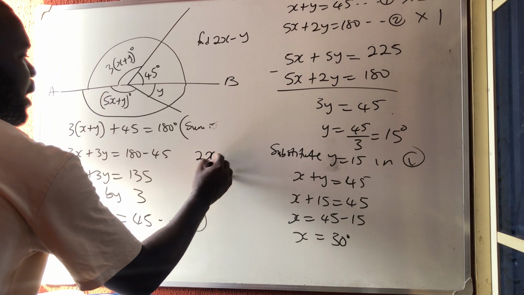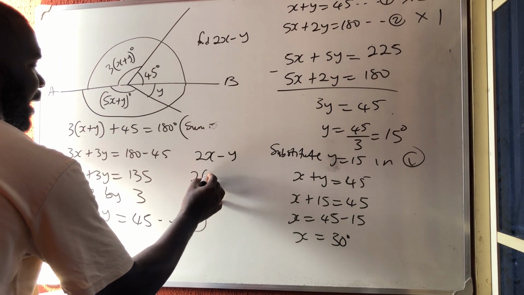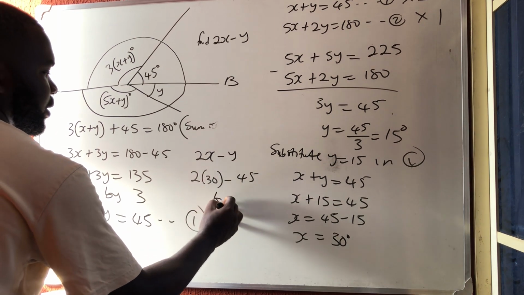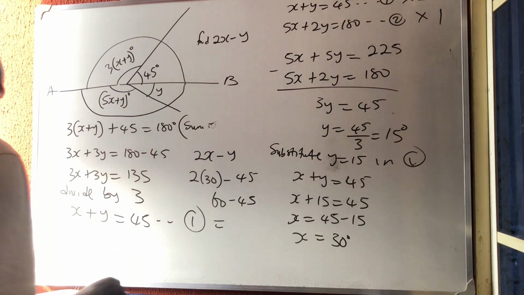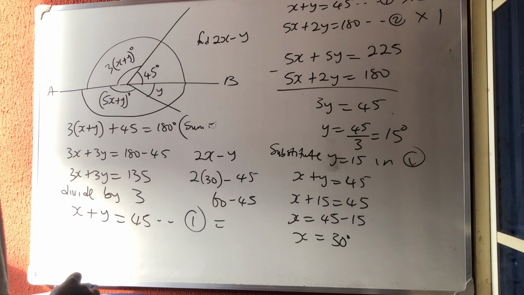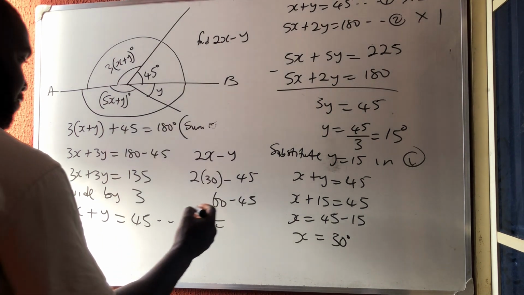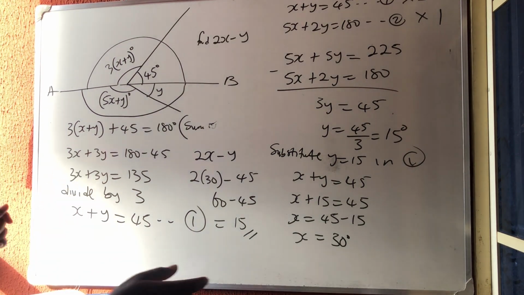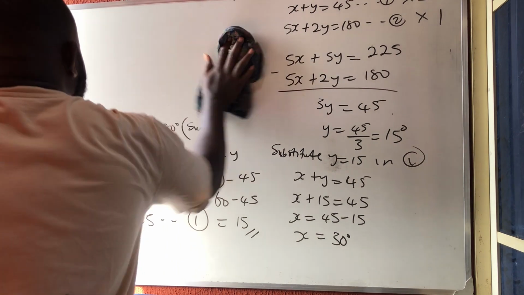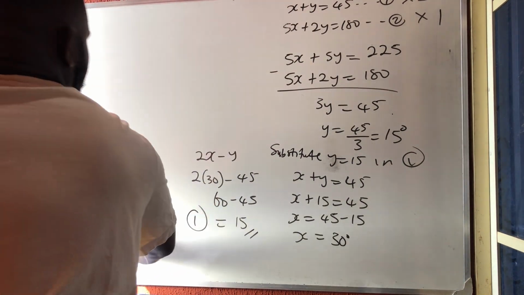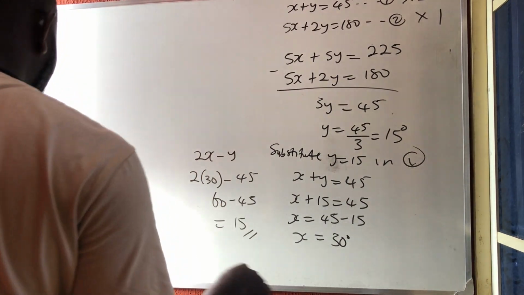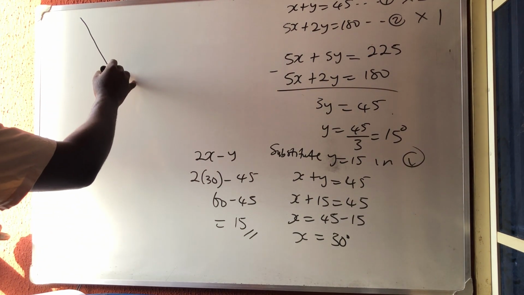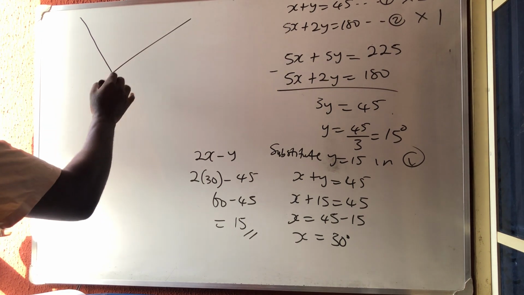So since I've gotten my x and y, to find what they say we should find, 2x minus y, which is 2 bracket 30, then minus 45. So what do you have this time? 60 minus 45, which will give you 15. So that is that. You see, it's very simple. How did we start this? By the same law. And what is the law? The law is angle on a straight line. So let's look at the last question on this. Then we'll now move into more difficult questions.